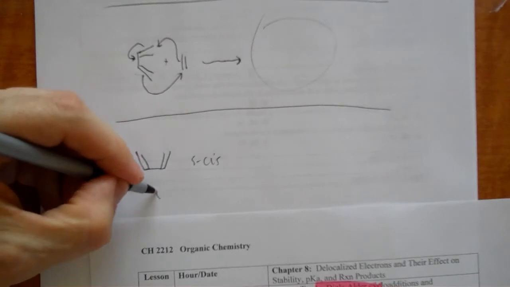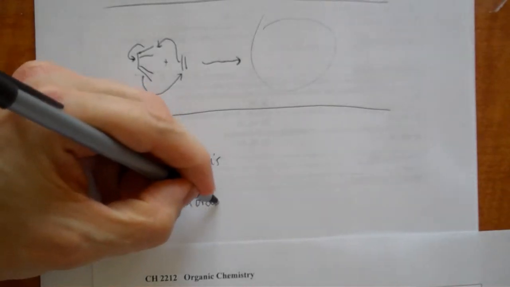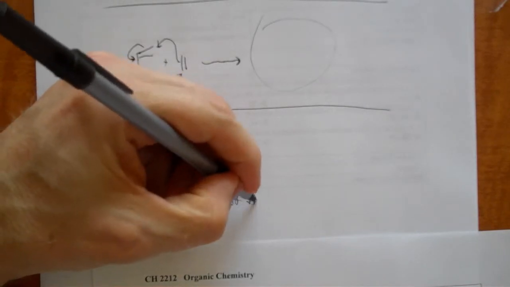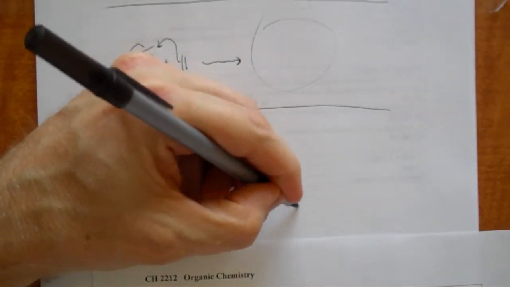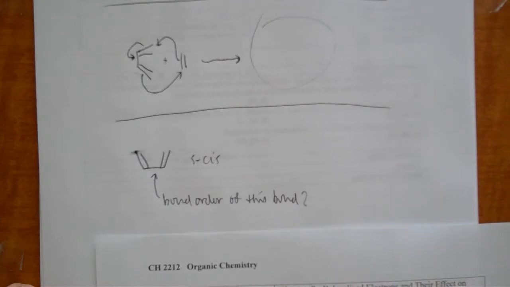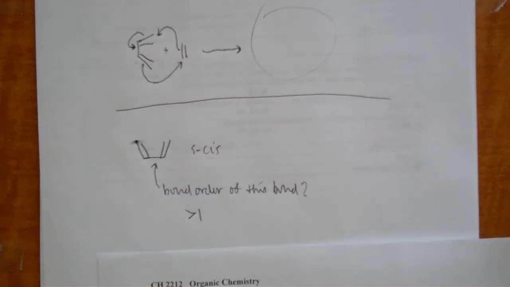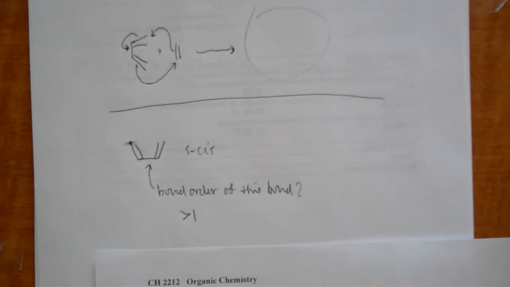Okay, now in order to establish this a little bit, you tell me, what is the bond order of this bond? What's the bond order of that bond? I'm going to pause for a second. Please consider pausing the video and thinking about it. Predict what I'm going to say. Okay? The bond order of this bond is greater than 1. It is not a single bond. It is not a pure single bond. It does have some double bond character.